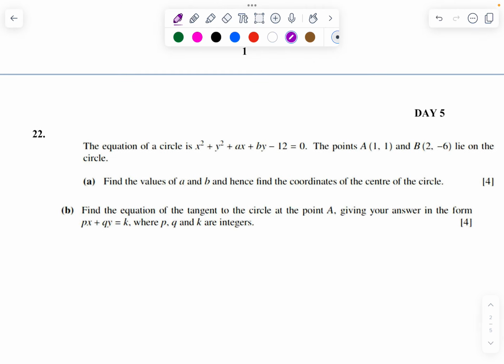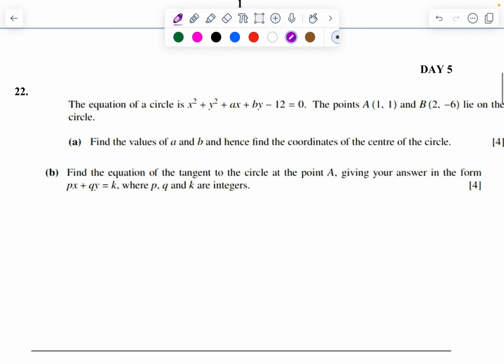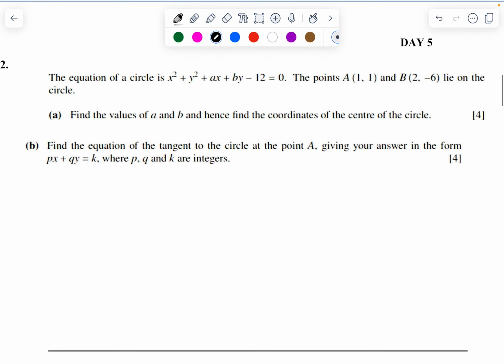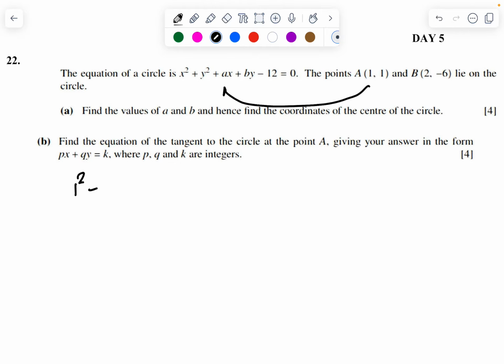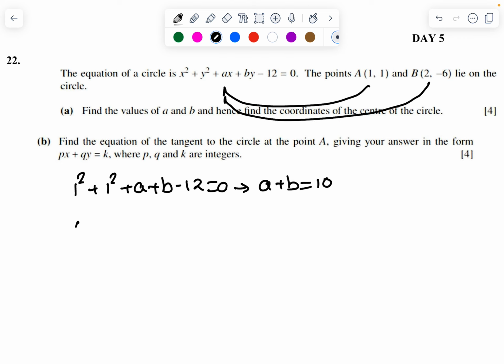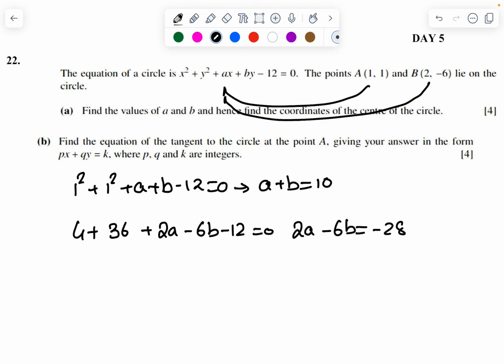Now coming to the next question, question number 22. So the equation of a circle, points A and B lie on the circle. Find the values of A and B, hence find the coordinates of the center of the circle. So I am plugging in 1 comma 1 over here. So 1 square plus 1 square plus A plus B minus 12 equals to 0, which gives me A plus B equals to 10. Then plugging 2 comma negative 6 over here, 4 plus 36 plus 2a minus 6b minus 12 equals to 0, which gives me 2a minus 6b equals to negative 28.